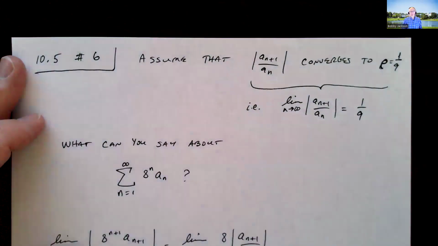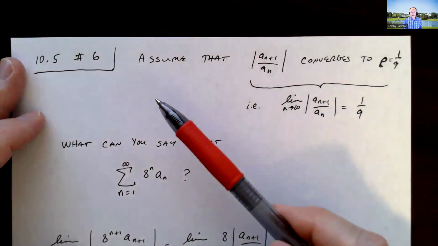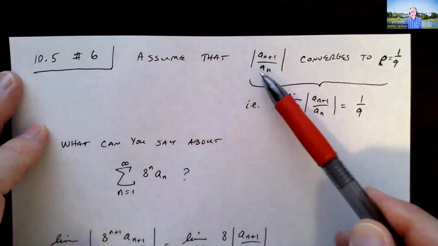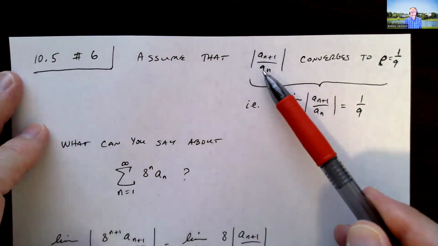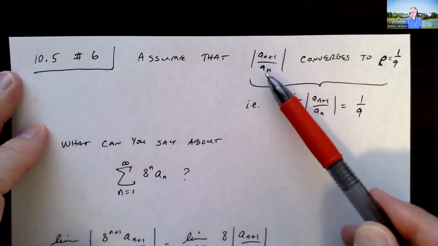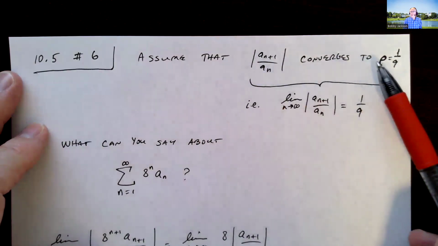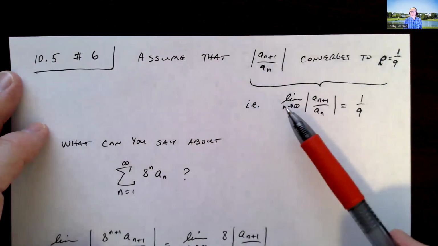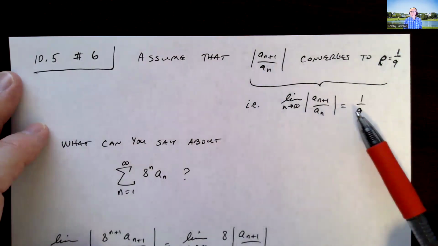Hey everyone, we're going to look at number 6 in section 10.5, and the instructions are here to assume that this ratio, the absolute value of a sub n plus 1 over a sub n, converges to rho equal 1/9. Basically what they're saying is that this limit as n goes to infinity is 1/9.